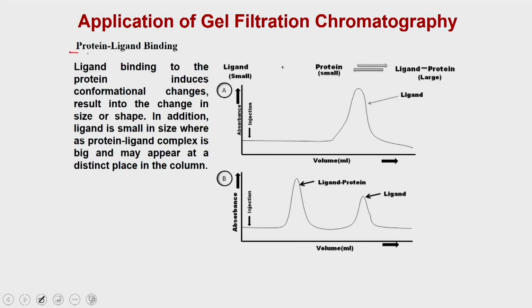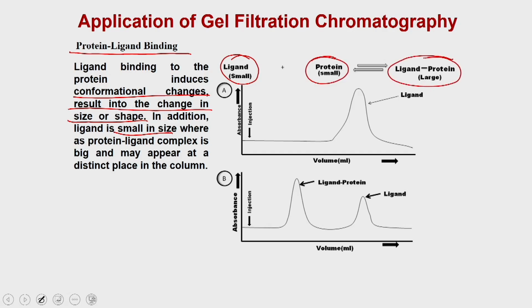Now, you can also study protein-ligand interactions. Ligand binding to the protein induces conformational changes, resulting in a change in size or shape. In addition, the ligand is small in size, so if you analyze the ligand, it is going to elute at a different size. If you study the protein, it is also going to elute at a different size. So, the ligand is small in size, and the protein is also small in size; if you put them together and they make a complex, that complex is going to have a large hydrodynamic surface area, and the protein-ligand complex is big and may appear at a distinct place in the column.